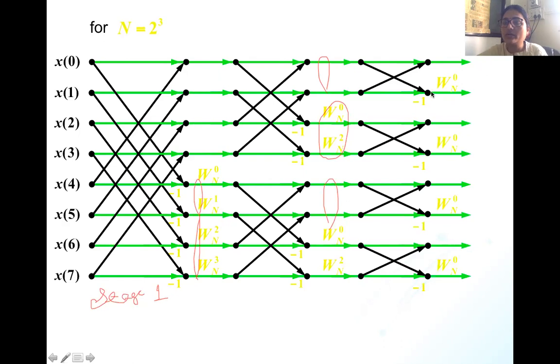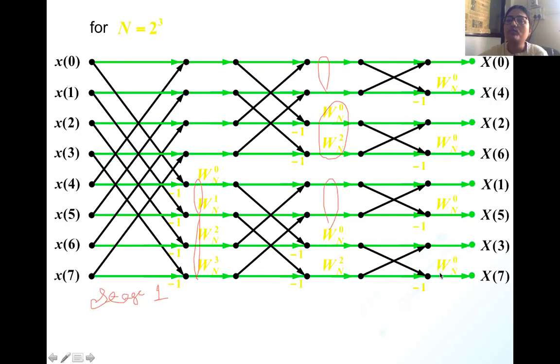This is being calculated by subtraction. As this is an odd point, this is an even point, and this is an odd point. So for the odd point, again this is going to be multiplied by W raised to 0 suffix 8. Accordingly the output is calculated, and the output is in bit-reversed manner in the DIF algorithm.